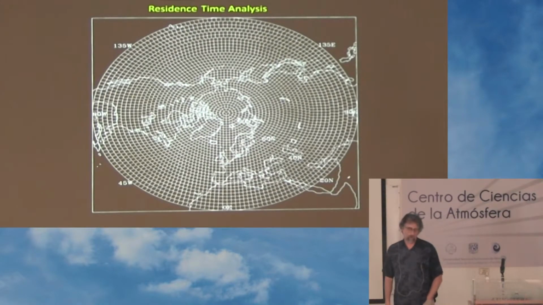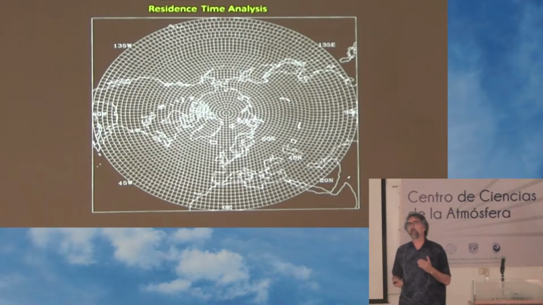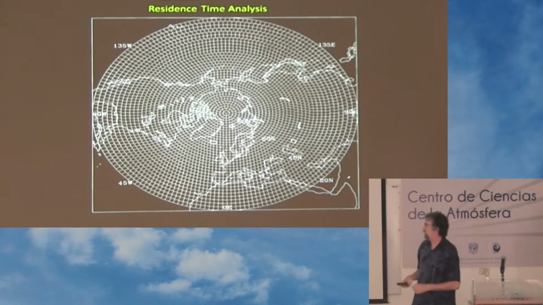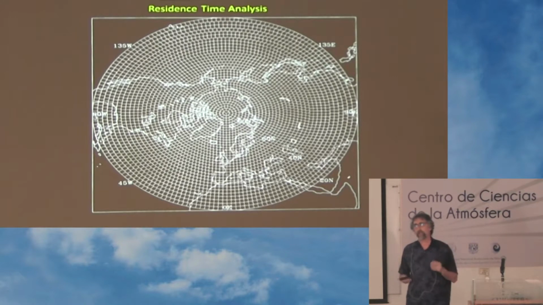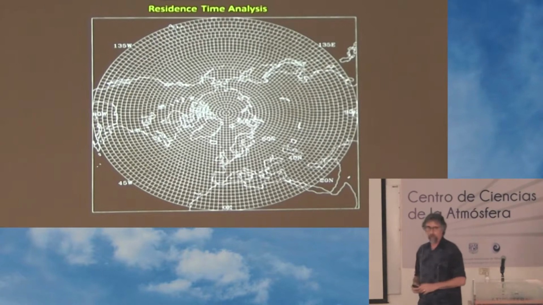Okay, there's another method of Lagrangian modeling where trajectories can be used to determine transport climatologies. That's called residence time analysis. Residence time analysis has been around for a while. There are different methods. I'll show you one of the more common methods. So with residence time analysis, you put a grid of points on top of a map.